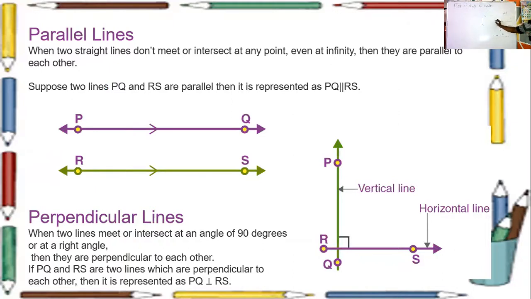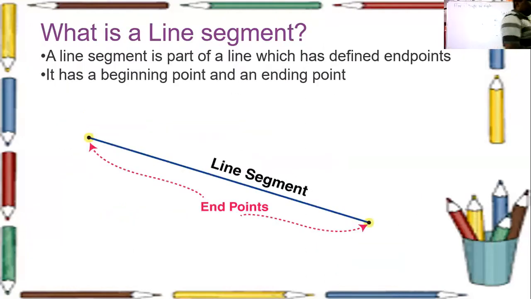Suppose the name of one line is AB and the name of the other line is PQ. We write AB parallel to PQ. This symbol indicates parallel in mathematics. Like this, we mention parallel lines. Perpendicular lines mean lines intersect such that the angle is 90 degrees. The symbol is perpendicular. You know all these concepts and you are using them, but now we are studying them as a systematic chapter.